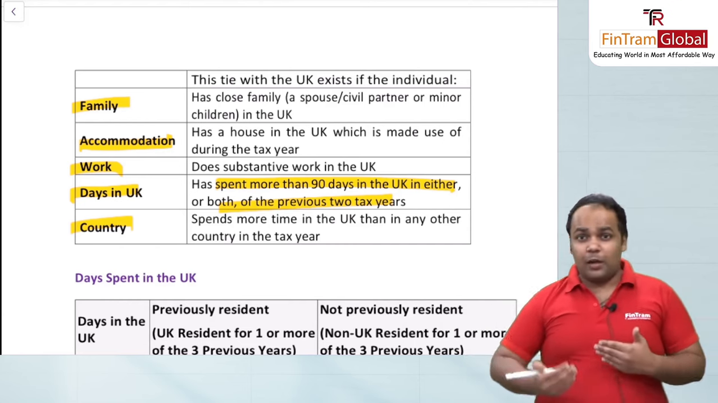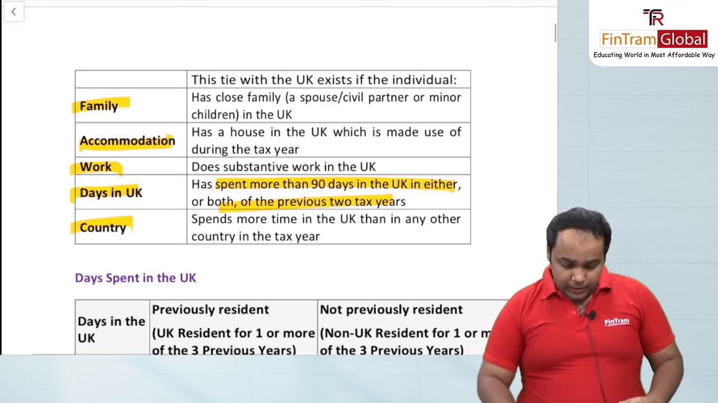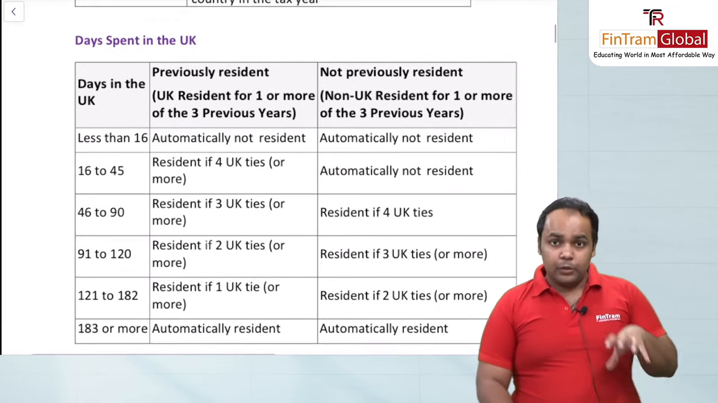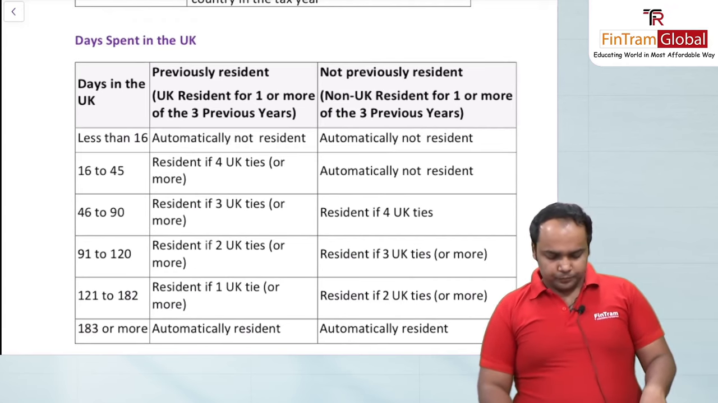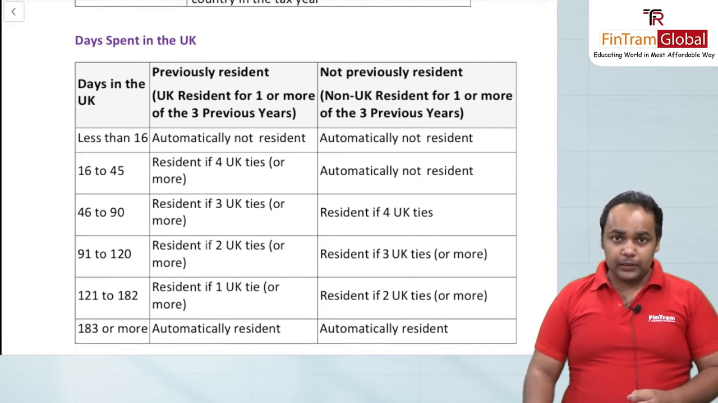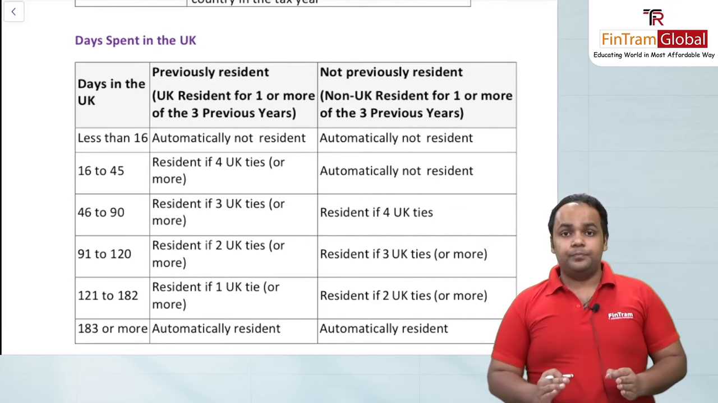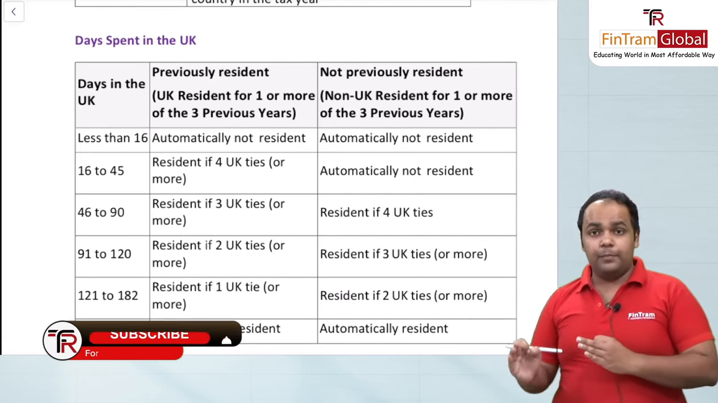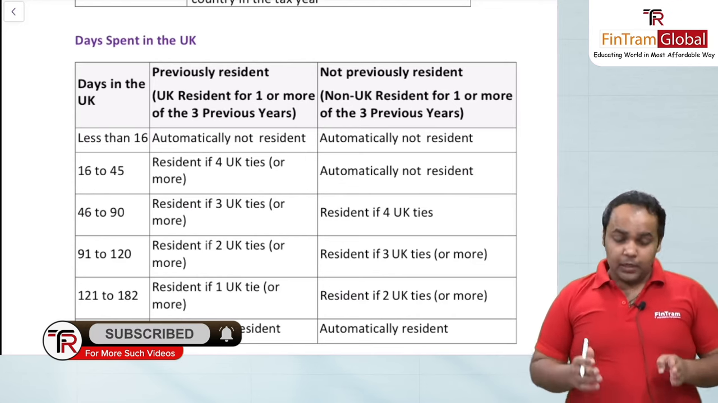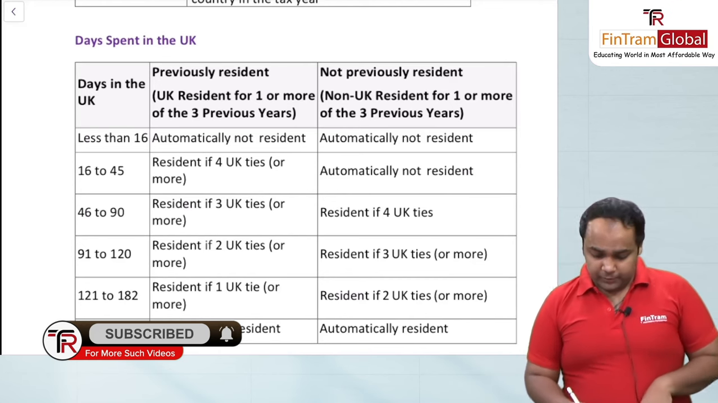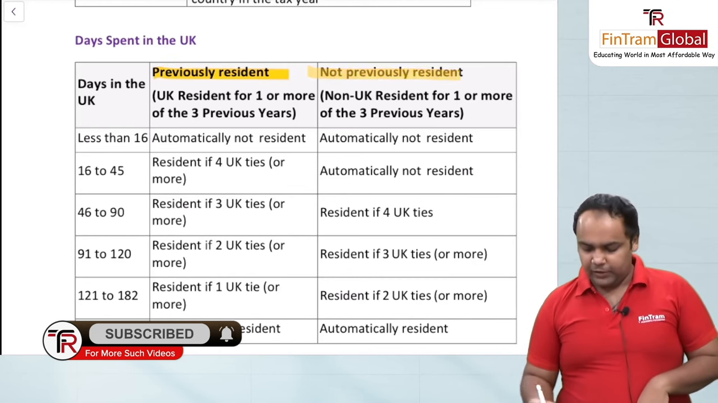Again, we did a lot of examples on this and how it works, and this table would be available to you in the examination, where the number of days spent and the number of ties met with the UK will determine their tax residency. And of course, this will differ also based on whether they were previously resident or not previously resident in the UK.